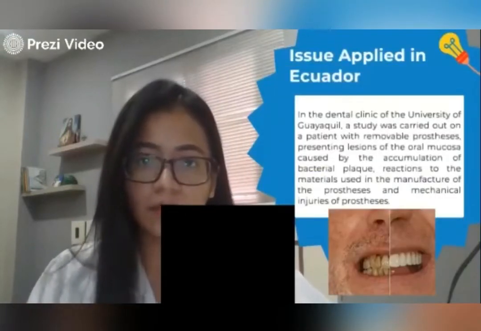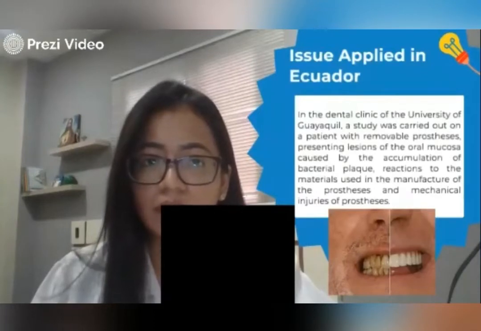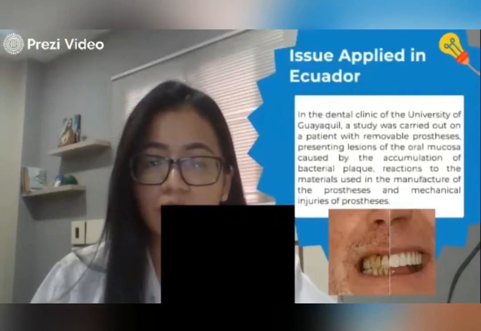Also applied in Ecuador. In the dental clinic of the University of Guayaquil, a study was carried out on a patient with removable prostheses presenting lesions of the oral mucosa, caused by the accumulation of bacterial plaque, reactions to the materials used in the manufacture of the prosthesis, and mechanical injuries from the prostheses.